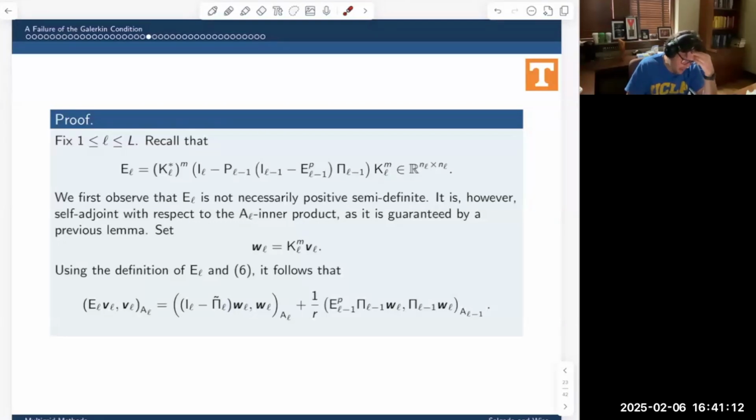Okay, so we've got to operate with this object here. The nice thing is, we've symmetrized the method, so M1 and M2 are the same. So this object is self-adjoint in the AL inner product, which we showed with an earlier result. However, we can't necessarily conclude that it's positive semi-definite. We don't know the sign of this.